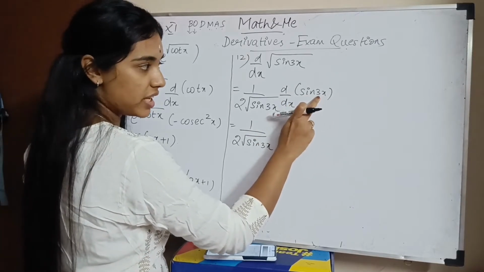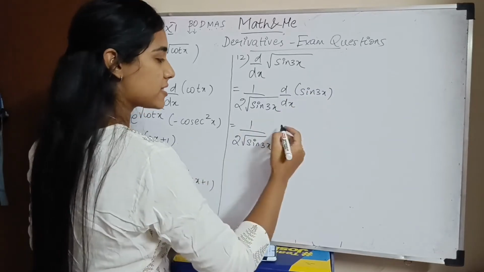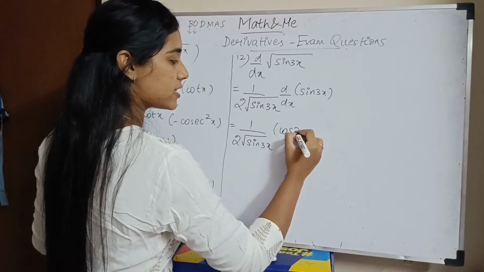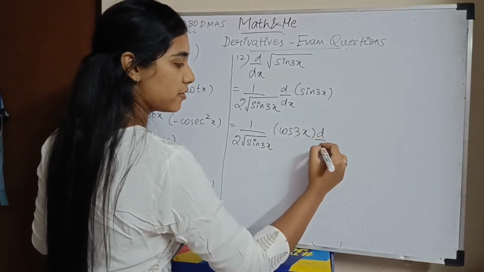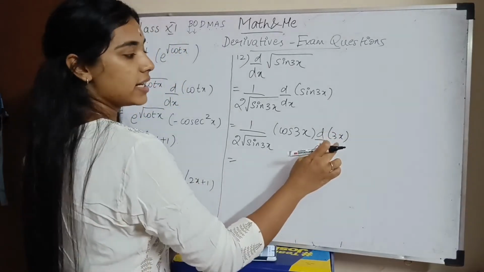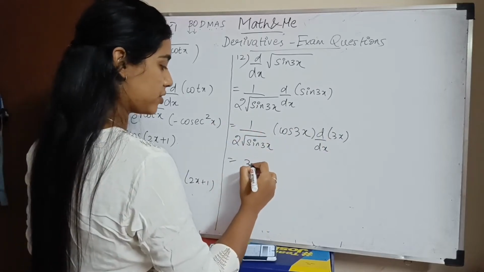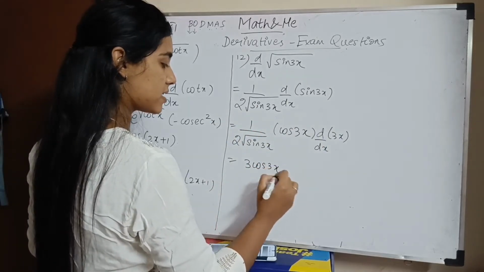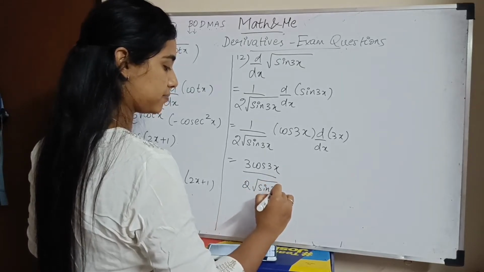But here you have 3x. Your x is 3x. So first we will find the derivative of sine 3x. Sine x, the derivative is cos x. So cos 3x times d by dx of 3x, the function that is inside. So 3x, the derivative is 3. I'm going to bring the 3 outside. So I have 3 cos 3x divided by 2 root sine 3x.